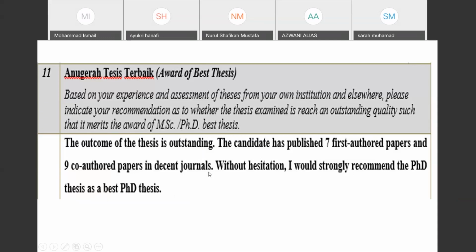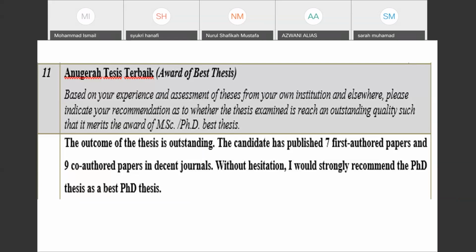I don't want to highlight the best PhD thesis, I want to highlight the published work. You can see that. That's why I always tell my students, I ask you to publish your work, it is actually for yourself.